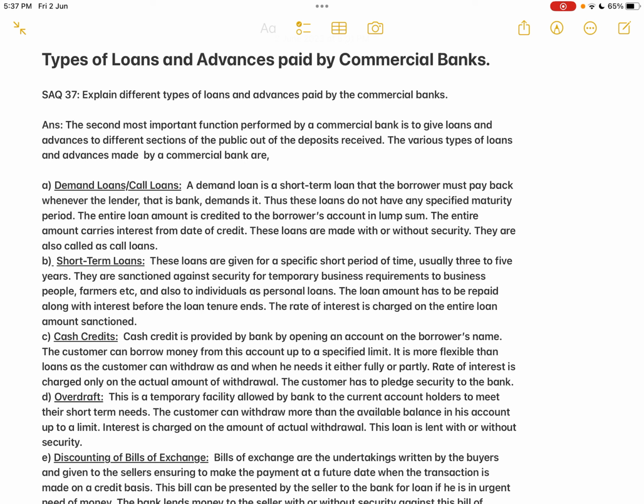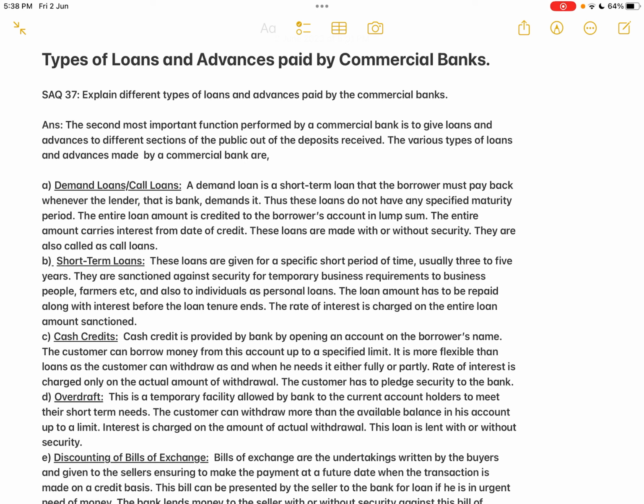Third one, that is C, cash credits. Cash credit is provided by the bank by opening an account in the borrower's name. The customer can borrow money from this account up to a specified limit. It is more flexible than short term loans, as the customer can withdraw as and when he needs it, either fully or partly. Rate of interest is charged only on the actual amount of withdrawal. The customer has to pledge security to the bank.